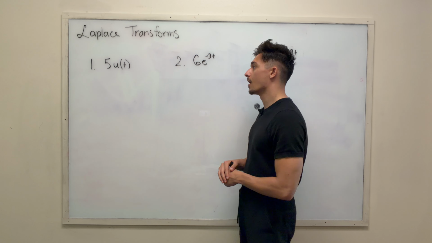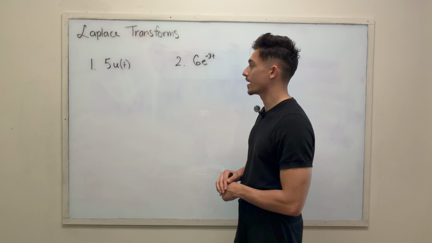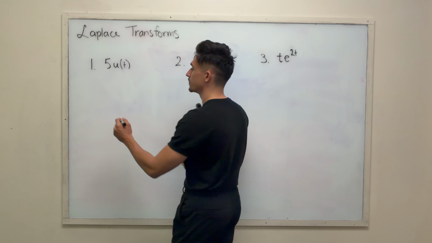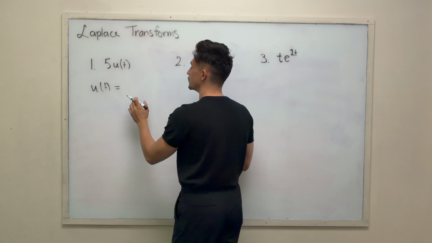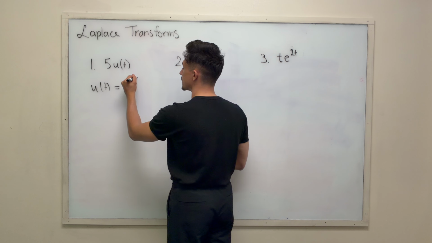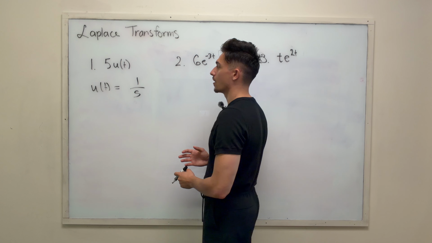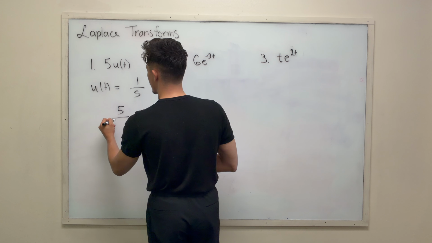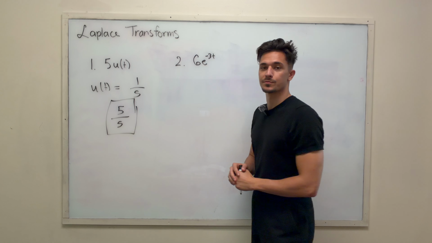One of the easiest and most basic Laplace transforms you'll see in the time domain is u of t. Whenever you're given u of t, the conversion of that through the Laplace transform is 1 over s. In this case, our coefficient is 5. So all we do is put the 5 in the numerator and the s in the denominator, and that's our solution for this problem.